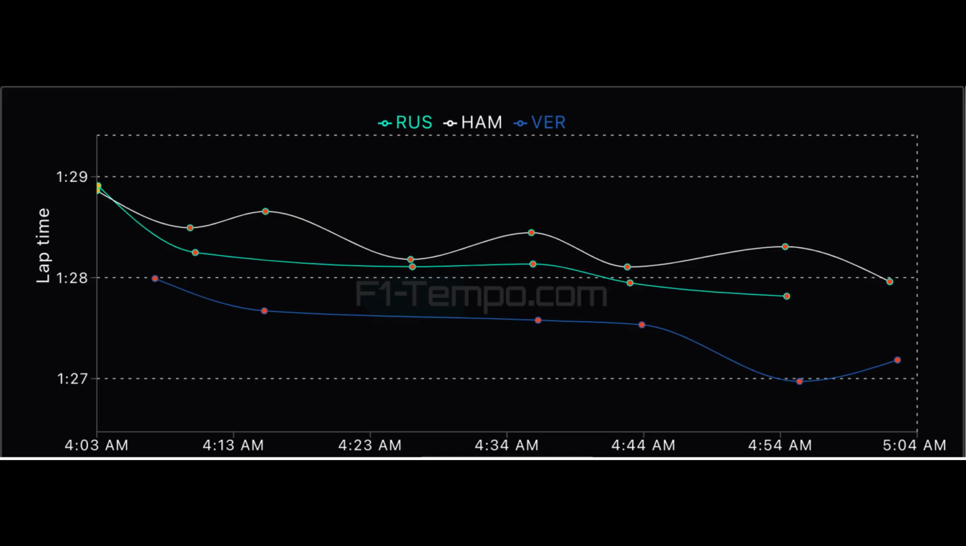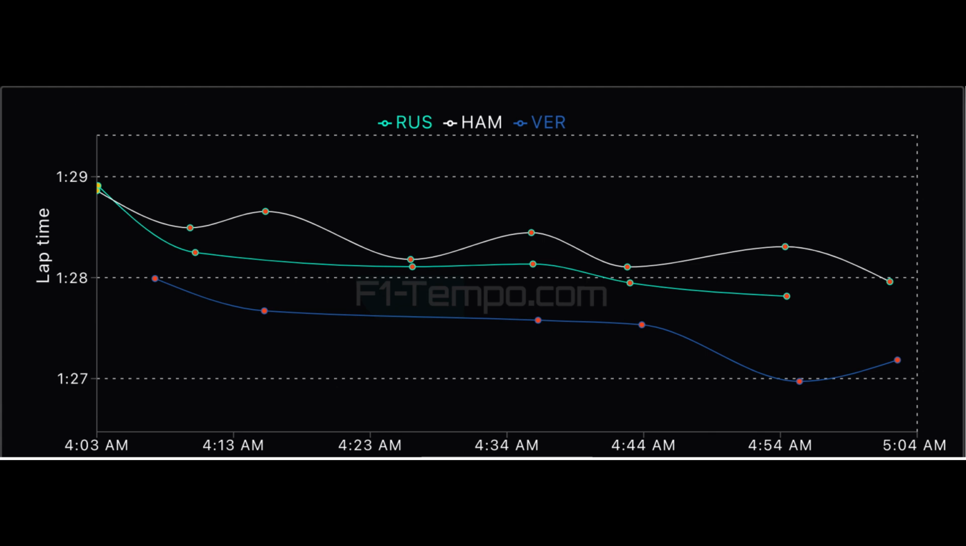So, first trace, what we're looking at here is just the three drivers that we wanted to compare. We wanted to compare Russell, Hamilton, and Verstappen, and the reasons for those will become apparent in a minute. Along the x-axis, the horizontal line, are the laps and the times at which they were set. The first lap that all of them set was at 4:03 a.m., and the final lap that Verstappen set was at 5:04 a.m.